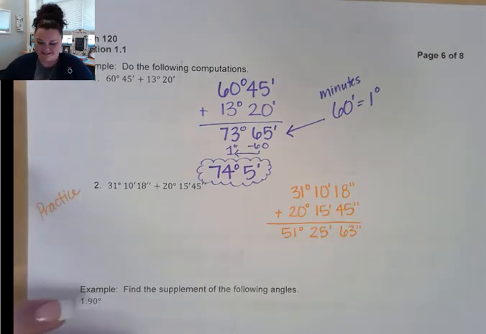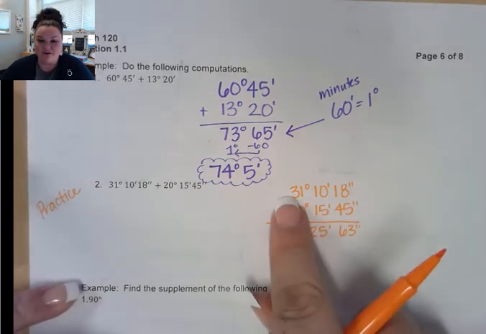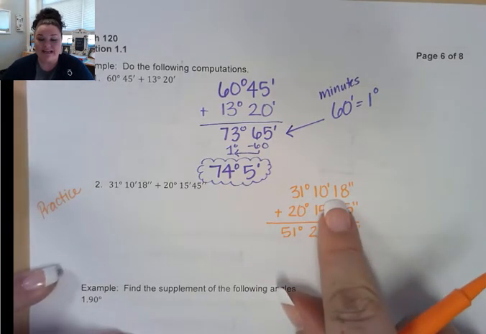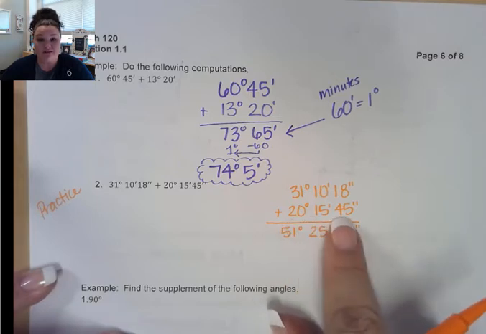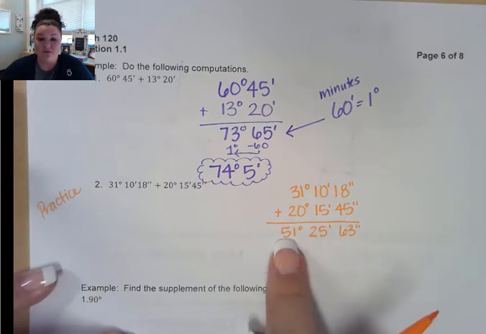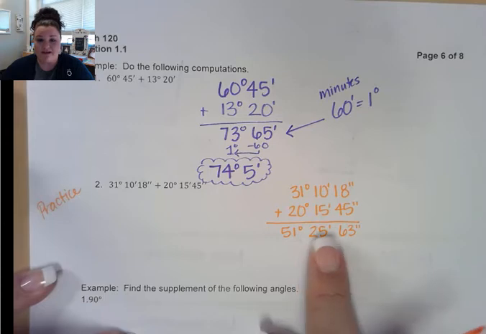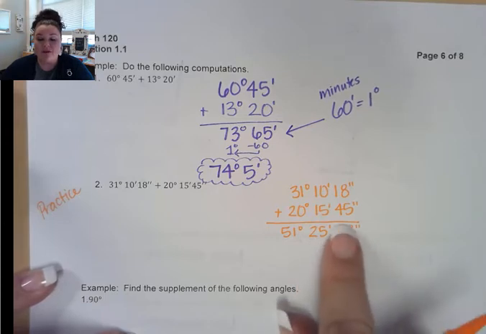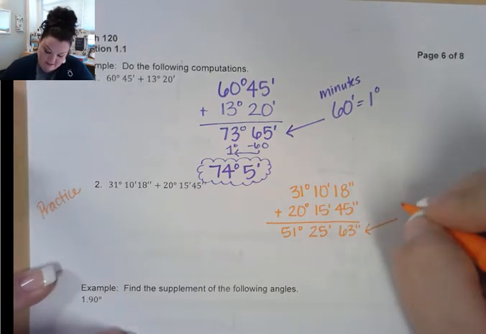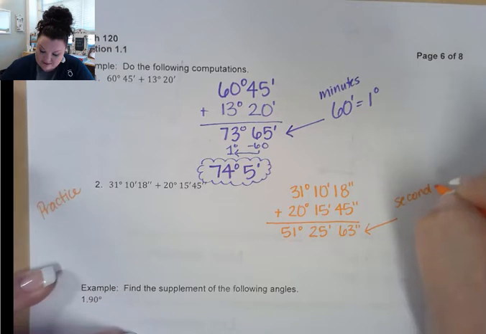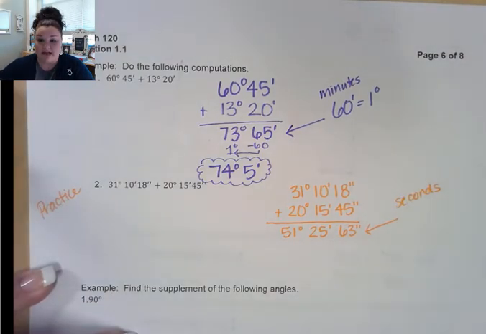Okay, are you ready? So let's see how you did. When we added our 31 degrees, 10 minutes, 18 seconds to 20 degrees, 15 minutes, 45 seconds, we end up with 51 degrees, 25 minutes, and 63 seconds. Right? But notice we ended up with over 60. So again, now we can convert our seconds into a minute, right?